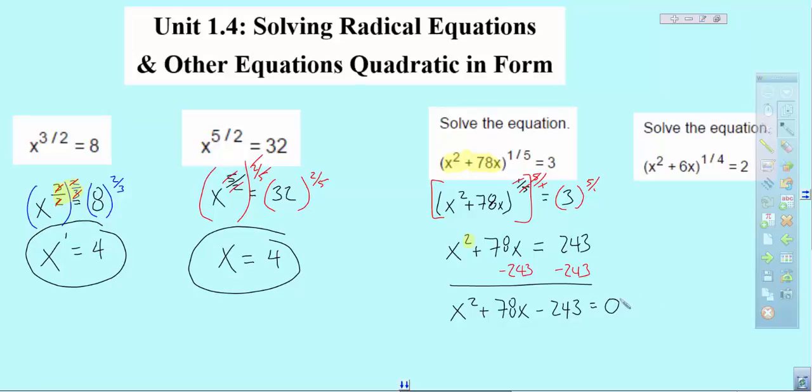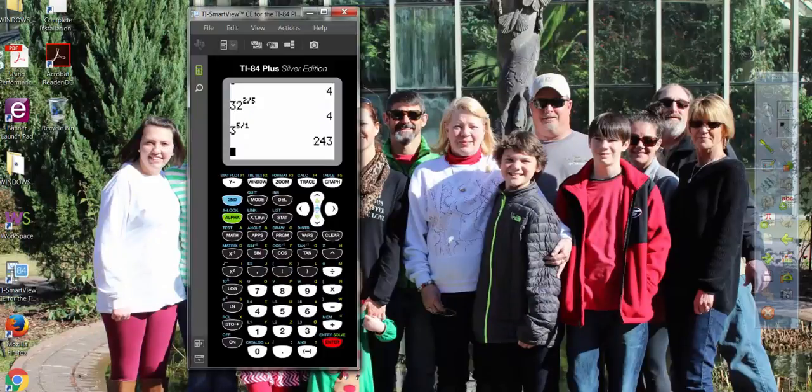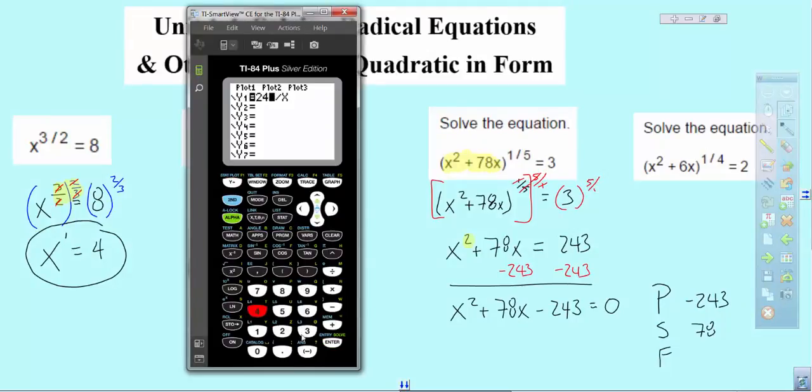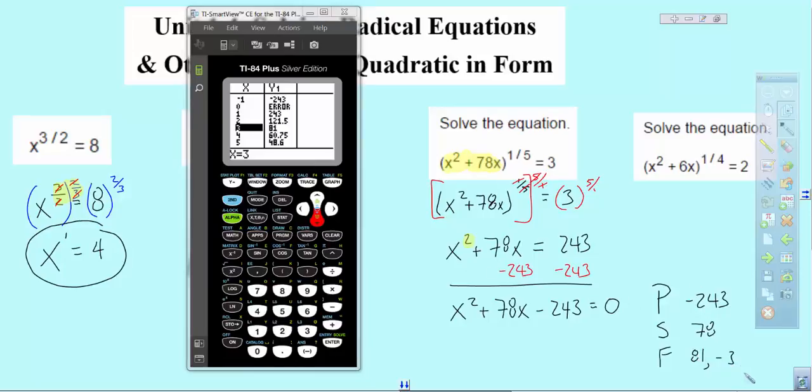So you look at that and say, can I factor that? Well, let's see. My product, my sum, my factor. My product is negative 243. My sum is positive 78. I take my calculator and go to y equals. I say 243 divided by x. I go to my table, second table, and I go down. I'm looking for two numbers that add up to 78. Well, if I add those, I get 84. If I subtract them, I get 78. So I've got positive 81 and negative 3.